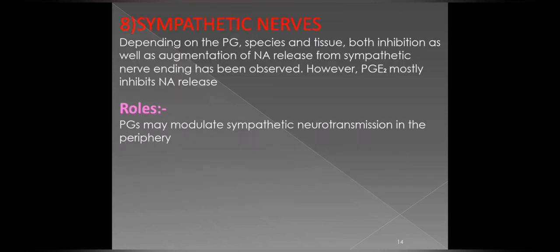In sympathetic nerves, depending upon the type of prostaglandin, species and tissue, both inhibition as well as augmentation of noradrenaline released from the sympathetic nerve ending is observed. However, prostaglandin E2 will inhibit the release of noradrenaline. Role. Prostaglandins may modulate sympathetic neurotransmission in the periphery.